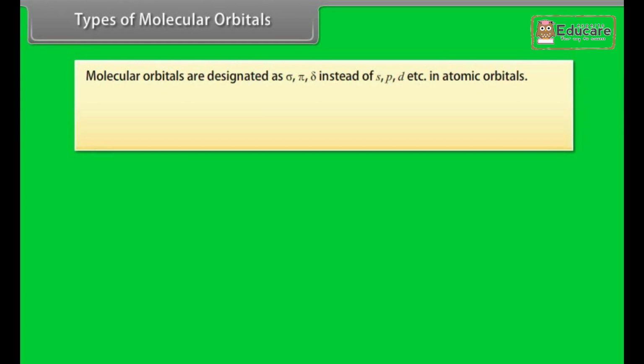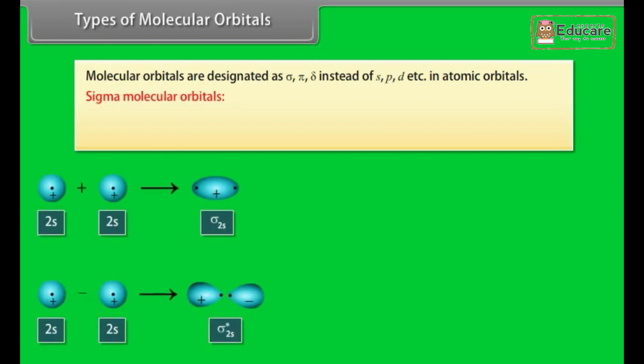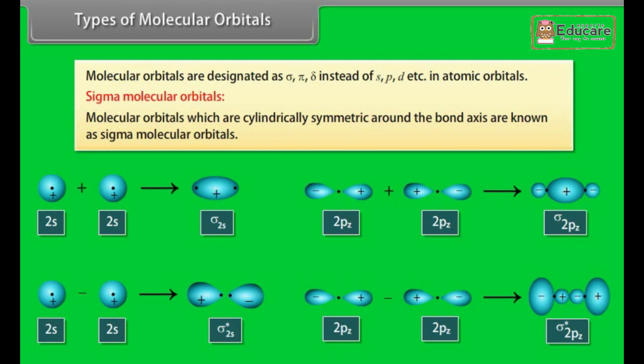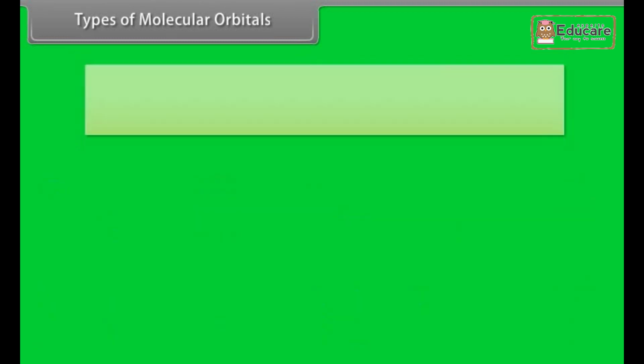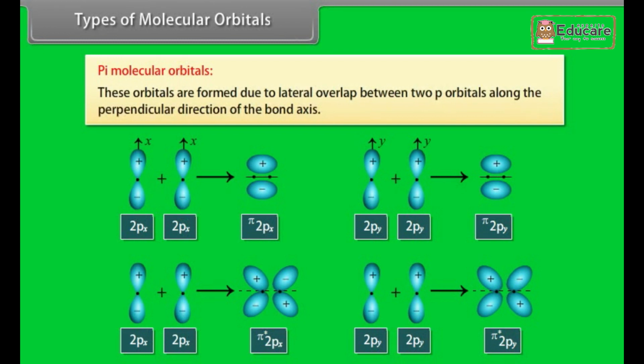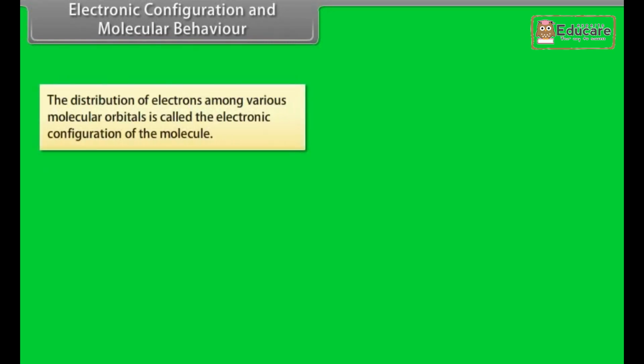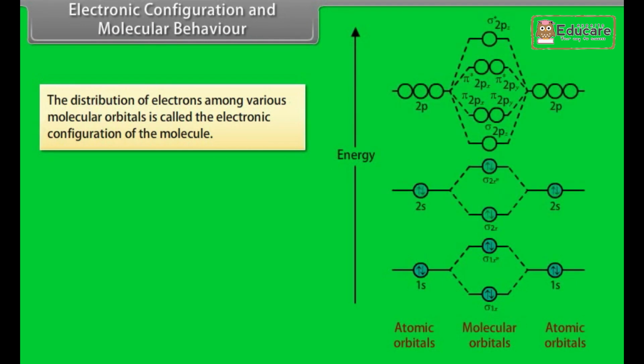Types of molecular orbitals. Molecular orbitals are designated as sigma, pi, delta instead of s, p, d, etc. in atomic orbitals. Sigma molecular orbitals. Molecular orbitals which are cylindrically symmetric around the bond axis are known as sigma molecular orbitals. Pi molecular orbitals. These orbitals are formed due to lateral overlap between two p orbitals along the perpendicular direction of the bond axis. Electronic configuration and molecular behavior. The distribution of electrons among various molecular orbitals is called the electronic configuration of the molecule.